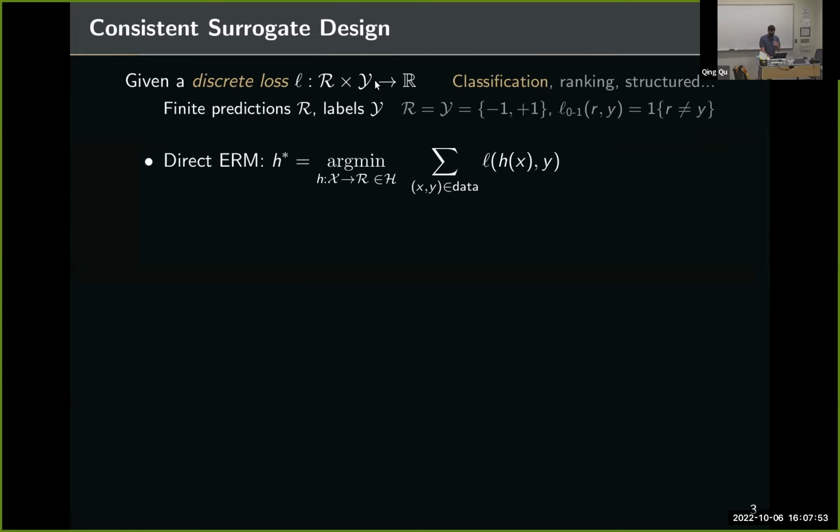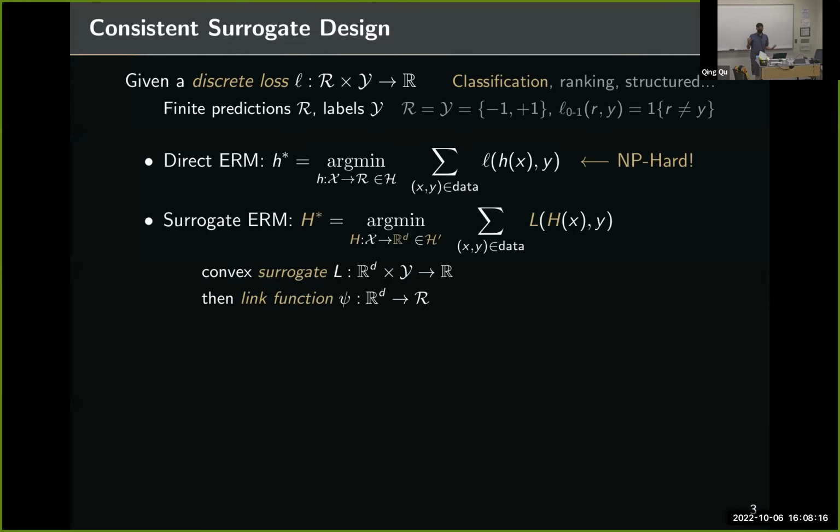And this direct ERM, where you're searching over the space of hypotheses that are taking predictions in the finite set R, is usually NP-hard. It's a finite combinatorial optimization problem, and it's typically NP-hard. So what we do instead in practice is a surrogate. By the way, ERM stands for empirical risk minimization, so taking the empirical loss and minimizing that.